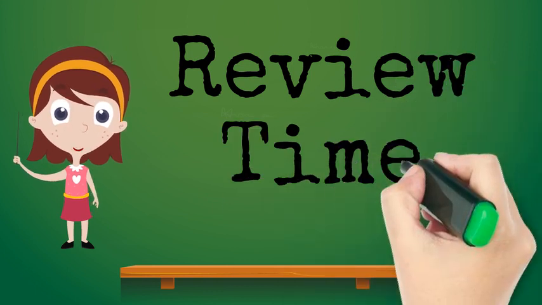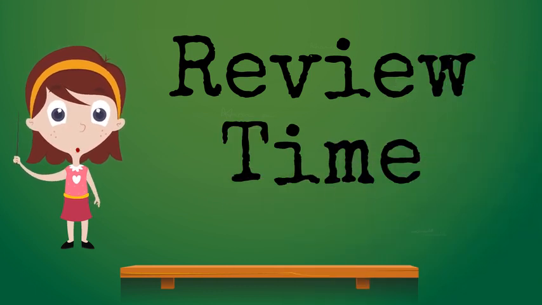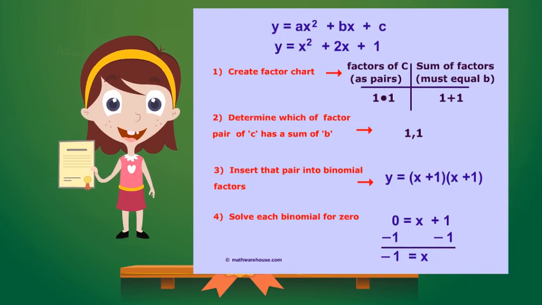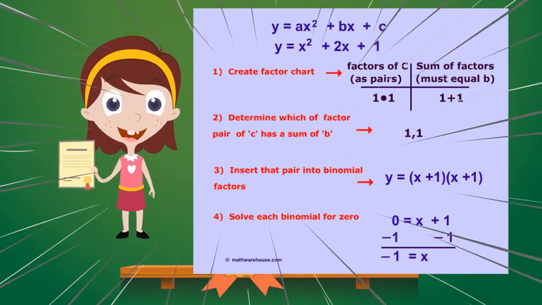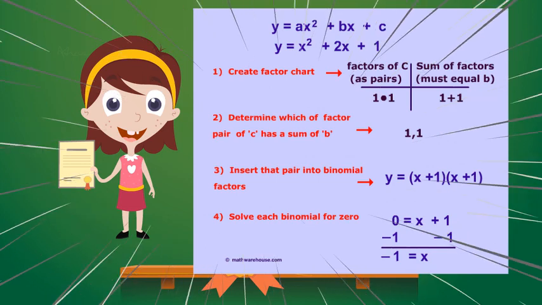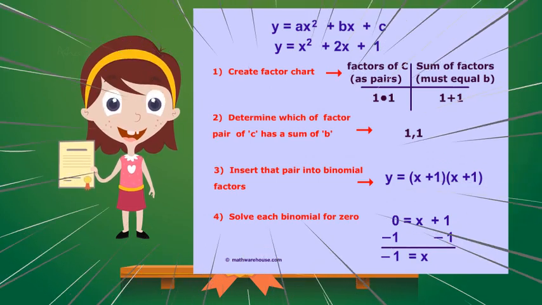So now, drum roll please, review time! When a equals 1 in our quadratic, we first create a factor chart. Determine the factor pair of c that adds up to b, insert them into the binomial, and solve each for 0. So now you practice!